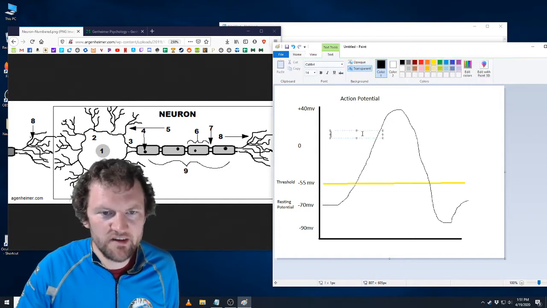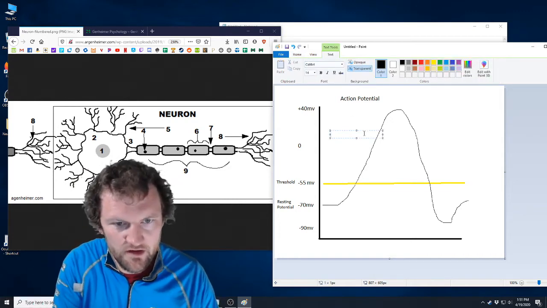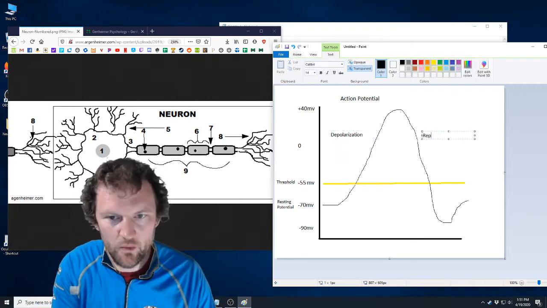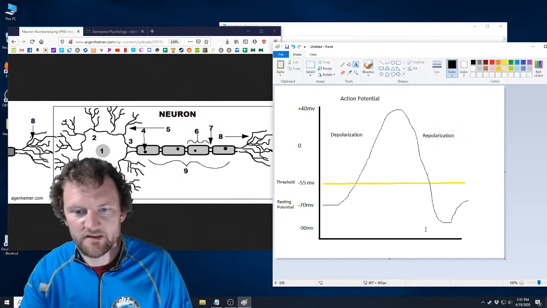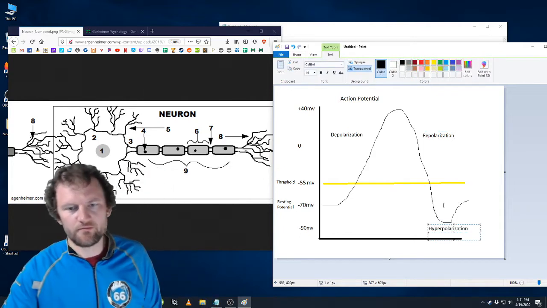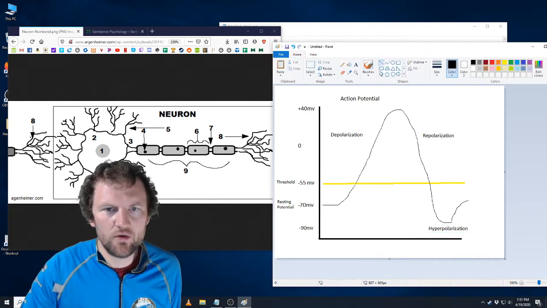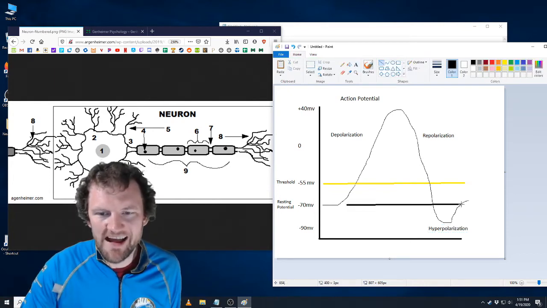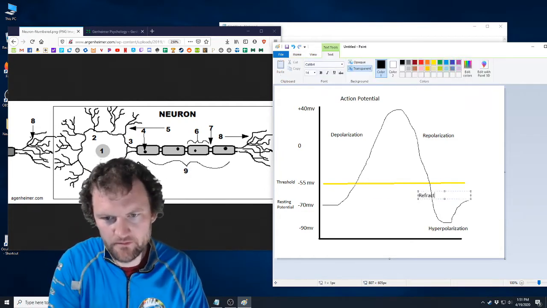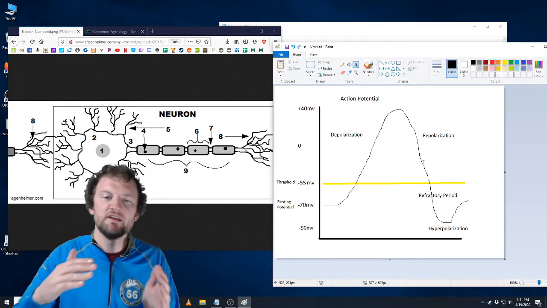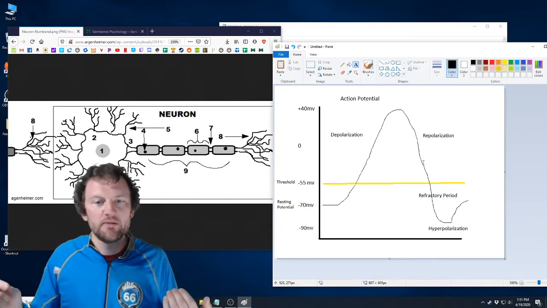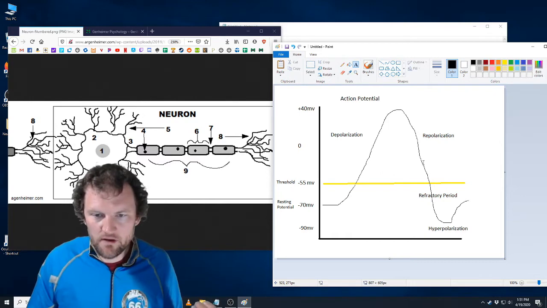The process of it raising in voltage is called depolarization. The process of it going back down is called repolarization. And the process, once it is below the resting potential, that's called hyperpolarization. And then this whole time period before it gets back to the resting potential is called the refractory period, which is, it has to completely recharge back to -70 before it can send a new message across. And that is the electrical process.